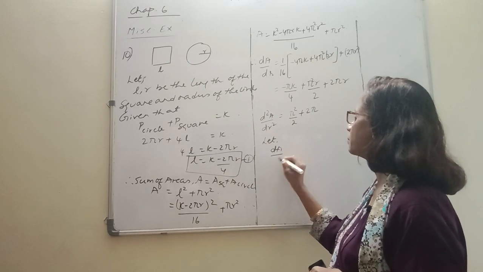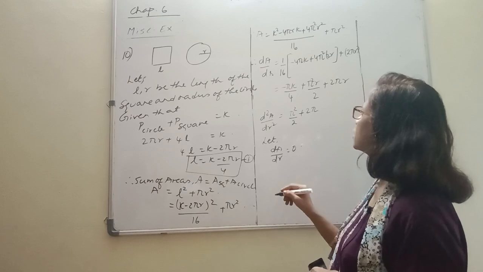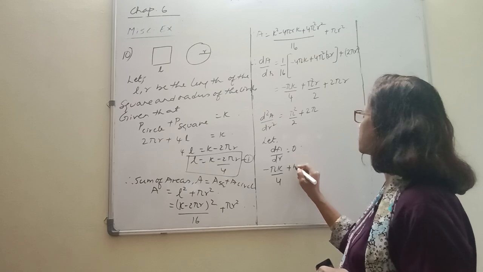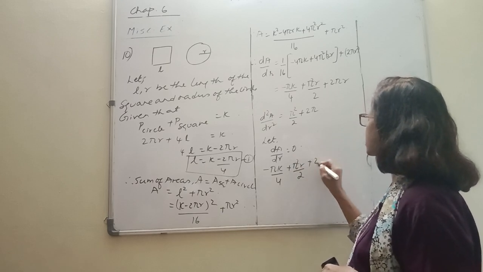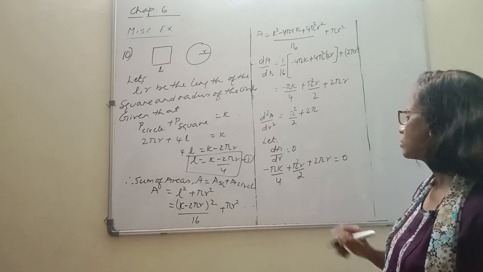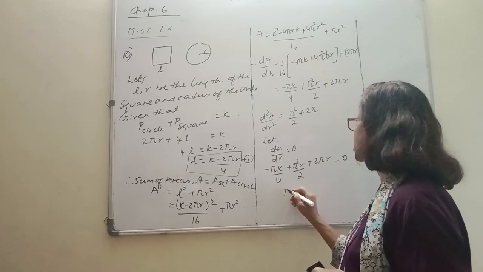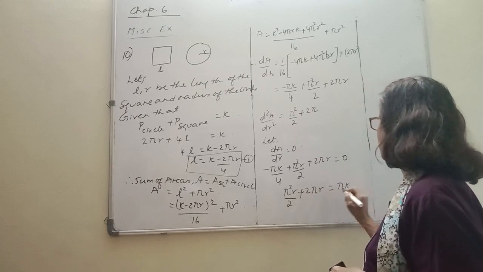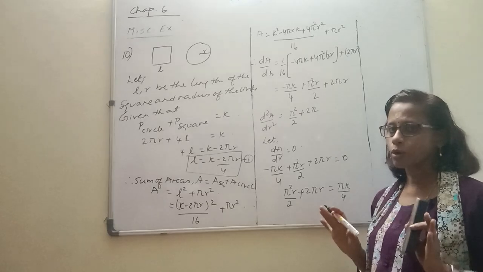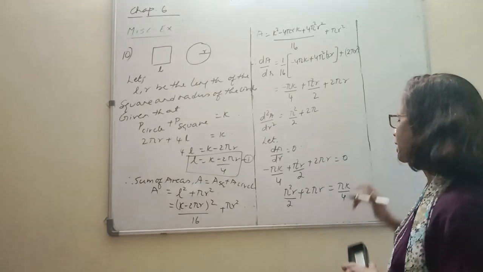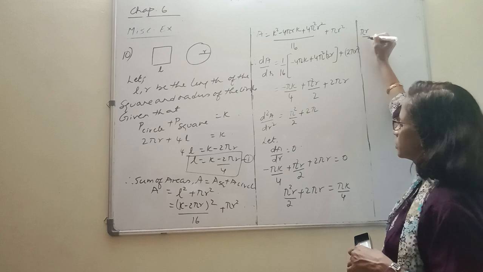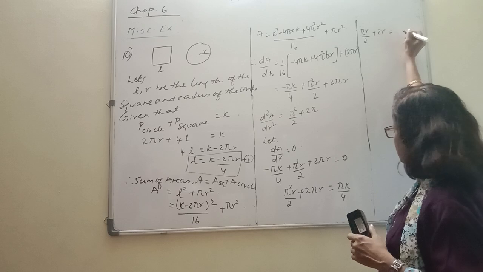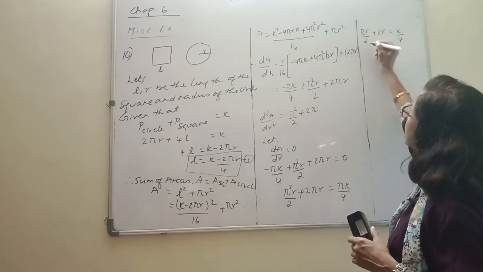Let dA over dr be equal to 0, which means minus pi k over 4 plus pi squared r over 2 plus 2 pi r equal to 0. So let's take this there. We will get pi squared r over 2 plus 2 pi r equal to pi k over 4. What we can glaringly see is there is a pi common. So let's divide throughout by pi. Then you are left with pi r over 2 plus 2r is equal to k over 4.